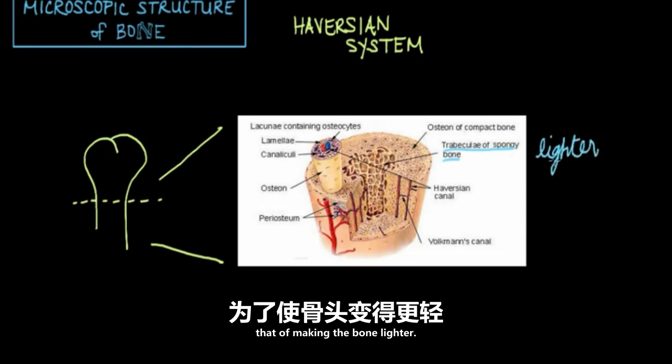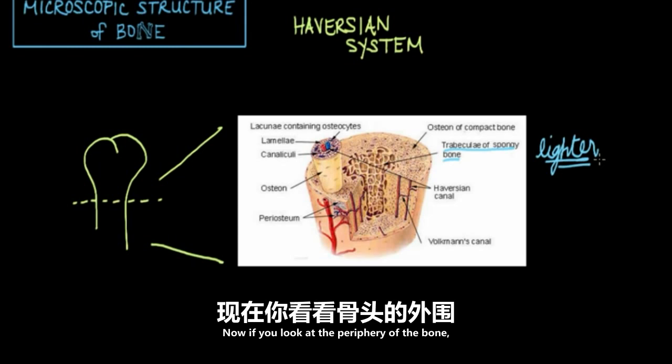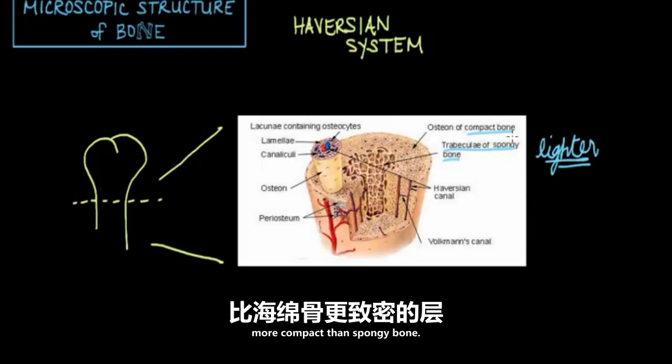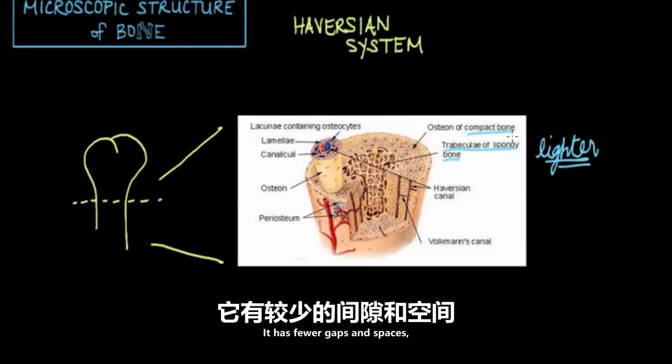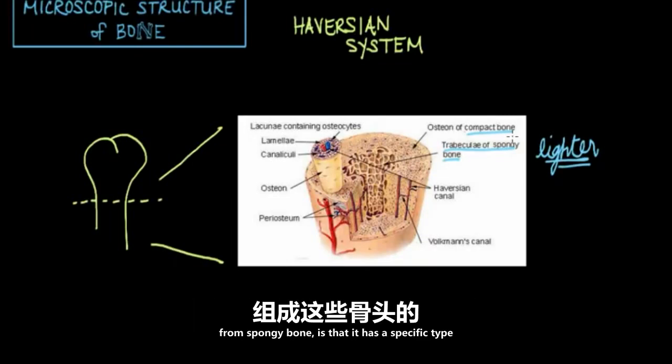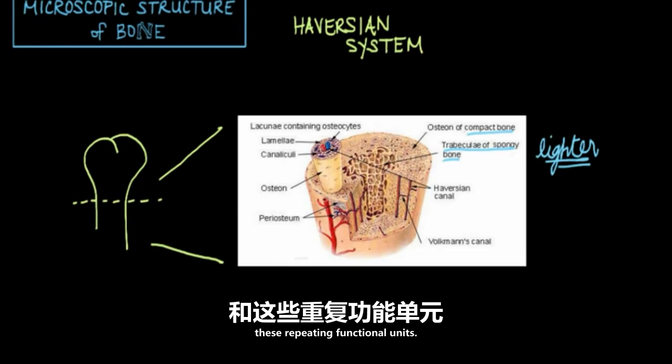lighter. Now, if you look at the periphery of the bone, you have the harder, denser layer that surrounds the spongy bone, and that is called compact bone. And compact bone, it's no surprise that it's, well, more compact than spongy bone. It has fewer gaps and spaces. But what really makes compact bone different from spongy bone is that it has a specific type of organization made up of these osteons, these repeating functional units.